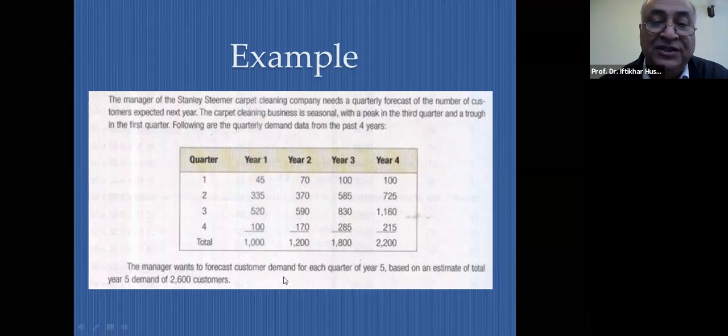The manager wants to forecast customer demand for each quarter of year 5, based on an estimate of total year 5 demand of 2,600 customers. So year 1, quarter 1, this is the data. Quarter 2, 335, quarter 3, and similarly for all the 4 years. If you sum up this, year 1, the total was 1,000, year 2, 1,200, 1,800, and 2,200. And for year 5, the estimate is 2,600.